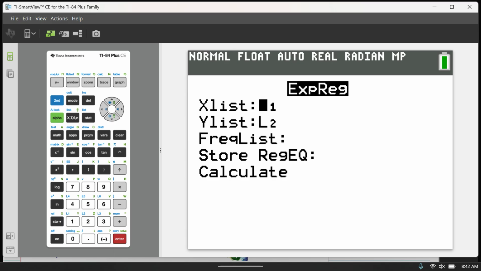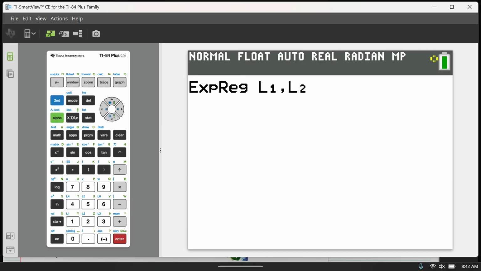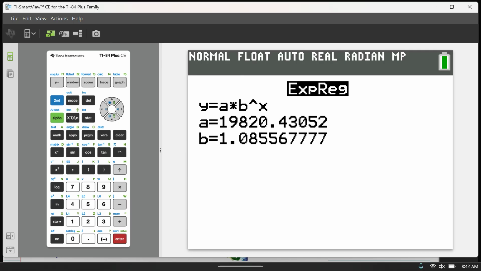If you've got the 84, it's going to ask you where's your X list, where's your Y list, and a frequency list. If you got the 83, then it automatically sets those as L1 and L2. You don't have to do anything. Okay, frequency list should be blank. I'm going to leave the store regression equation blank and just go down to calculate and hit enter. If you got the 83, just hit enter. And it should build us an exponential, but it's not quite the form they asked for in C part.